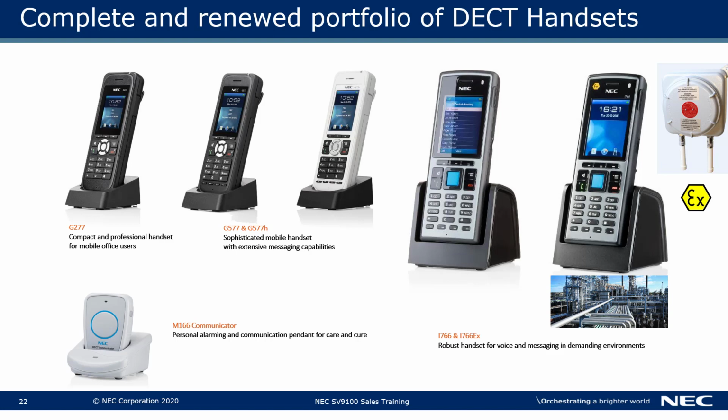Now finally, just to finish off on this slide, we've got the M166 communicator. This actually is a DECT device which has a press to talk button and can be made to ring extensions, either single extensions or group extensions, and likewise can be called. What this means is this is an ideal device. It can be worn on the end of a lanyard and is very often used in healthcare environments either for patients or healthcare professionals.